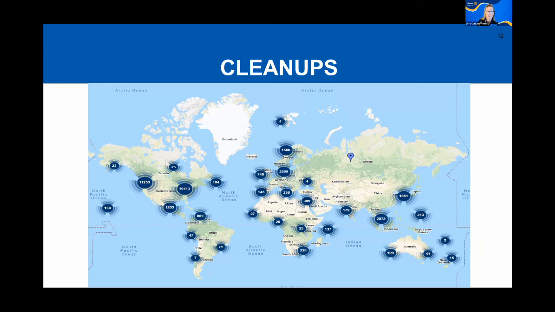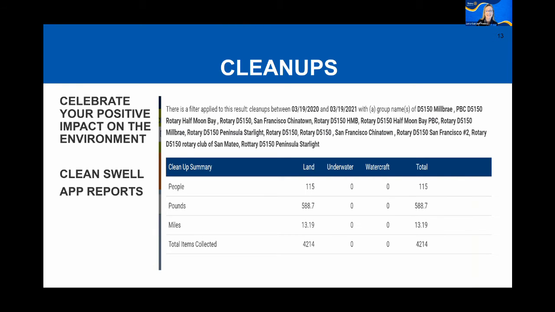So I went and looked at how the information is aggregated. I used the filter just for Rotary, and here are trash cleanups that happened all over the world using the Clean Swell app. Then I did a filter for D5150. Again, goes back to the naming, so you can see what's happening. You can get very specific and look at what your club has done with all of your members, or you could even challenge another club or collaborate with another club. A friendly challenge, of course.